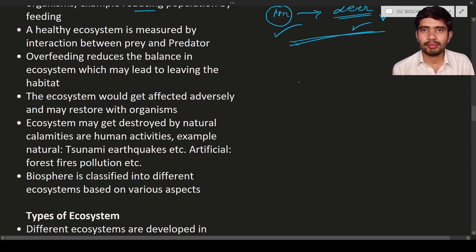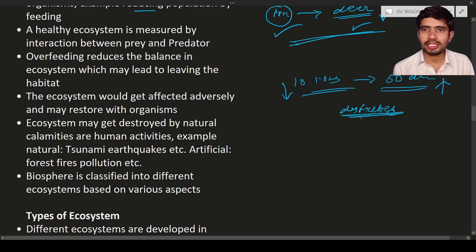For example, let us consider that 10 lions should be there in the forest, and around 50 deer should be there, and so on. Such maintaining of their population in the particular area is known as balance. So if the population of the lions decreases or if the population of the deer increases, what will happen? The balance is going to get disturbed. So it is not a healthy ecosystem.